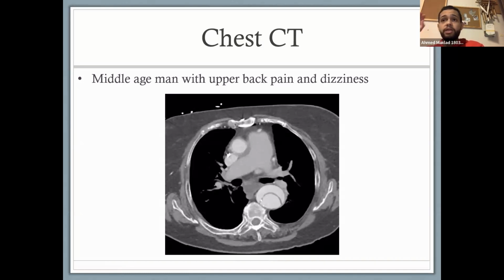But if it's type B and it only involves the descending aorta or the aortic arch, you can treat it medically. But the presentation itself can be prolonged. Like it can be three days ago this patient started having this chest pain, all right? But it's gonna keep on getting worse till the patient knows that he or she needs to go to the ER.